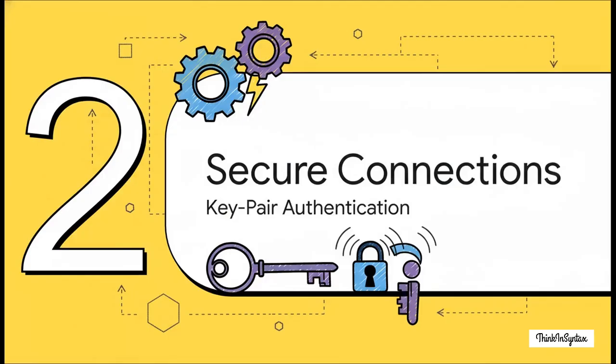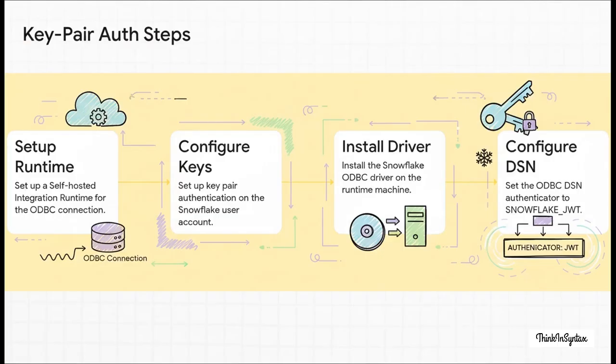Okay, so we know why they work well together. Now let's get practical and actually build that partnership. A solid, secure connection is step one, and we're going to focus on a really robust method, key pair authentication. Now, you can break this down into four pretty clear steps.